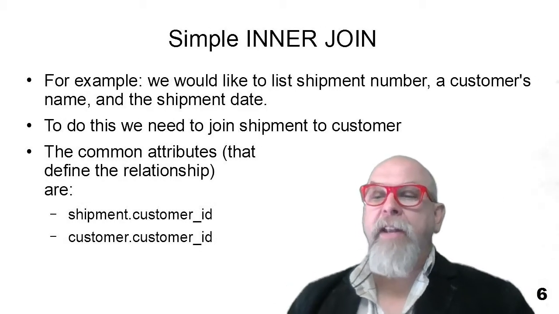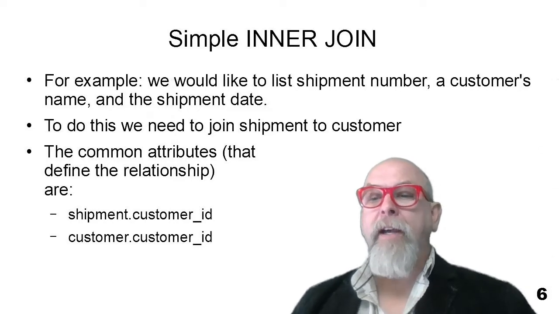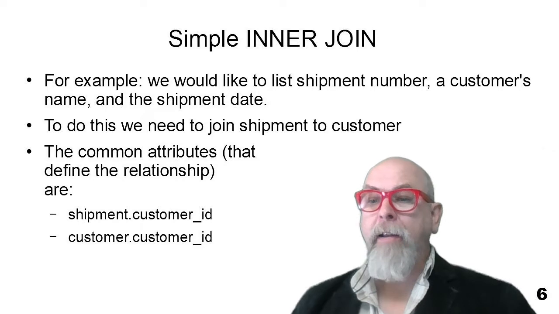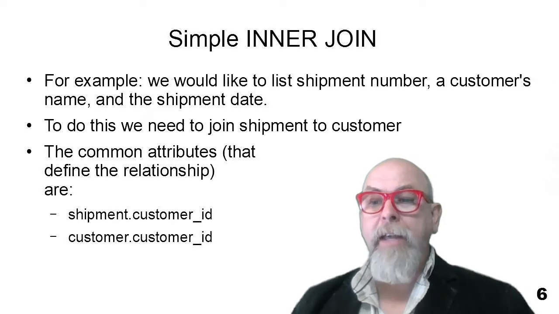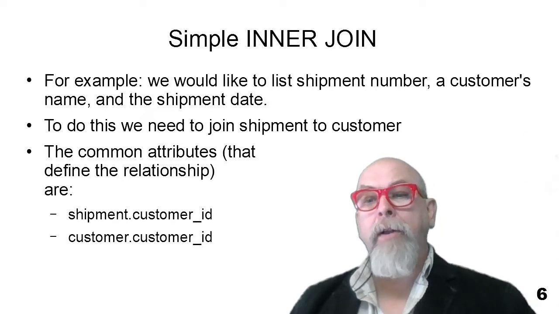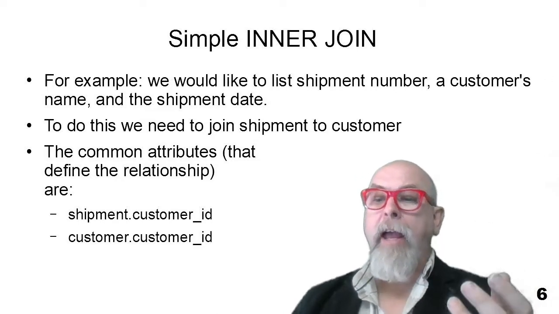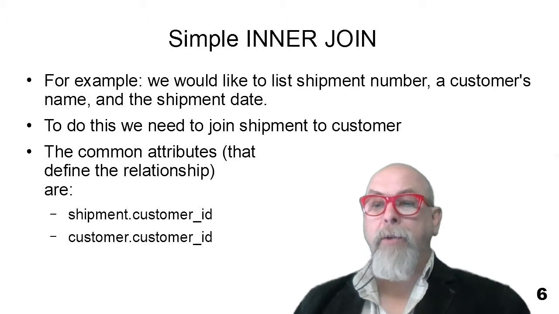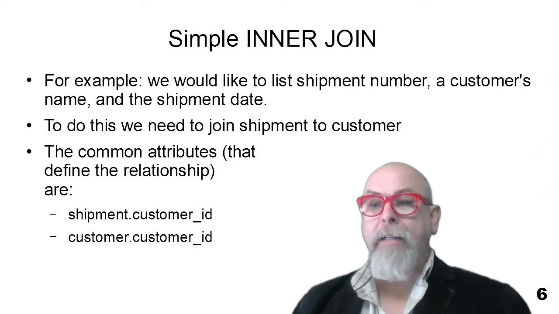Let's do an example of an inner join. Let's do a simple one to start off. For example, I'd like to show a list of shipment numbers and the customer's name and the shipment date. Well, if we go back to our entity relationship diagram a couple of slides ago, we'll see that the customer name appears on one table, but the shipment date appears on another table, and the shipment number appears on the other table. So we're going to need to join the shipment table and the customer table together to be able to select this data as the client is asking for.